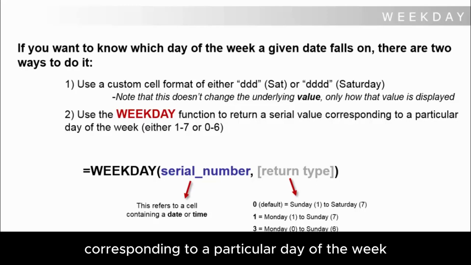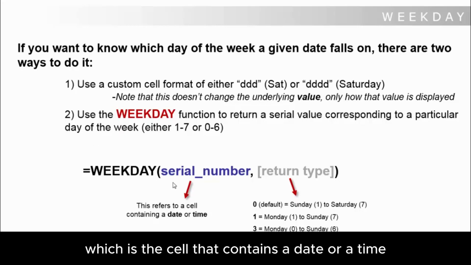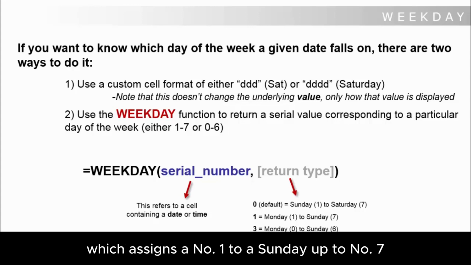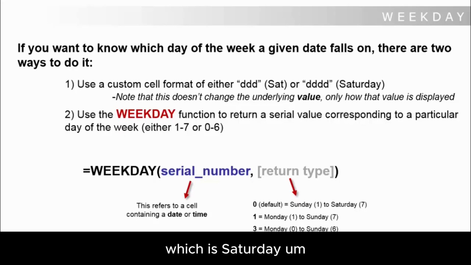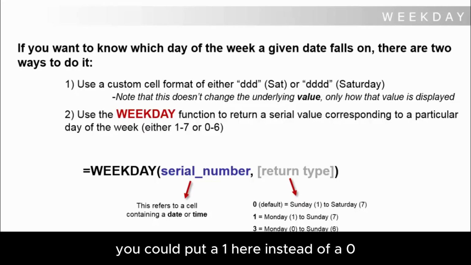The second, which is the approach that I'd recommend, is using the weekday function, which actually returns a serial value corresponding to a particular day of the week, either 1 through 7 or 0 through 6. So the syntax is pretty simple. You've got your serial number first, which is the cell that contains a date or a time, and then your return type, which is optional, where 0 is your default, which assigns a number 1 to a Sunday, up to number 7, which is Saturday. If you prefer to call Monday the start of the week and assign 1 to Monday, you could put a 1 here instead of a 0, or instead of leaving it blank.